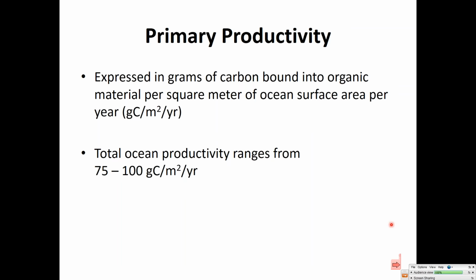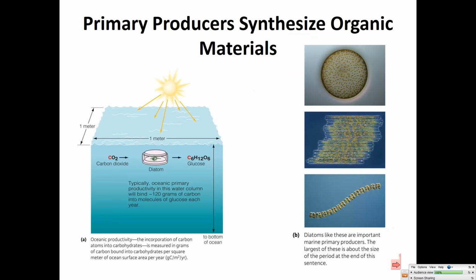And total ocean primary productivity, on average, ranges between 75 to 100 grams of carbon bound into carbohydrates per meter squared per year in the ocean. Okay? So this is the average amount of primary productivity that occurs in the ocean. So if that number decreases, things get bad, right? Because there's no food, and it ripples up the food chain with the trophic pyramid.